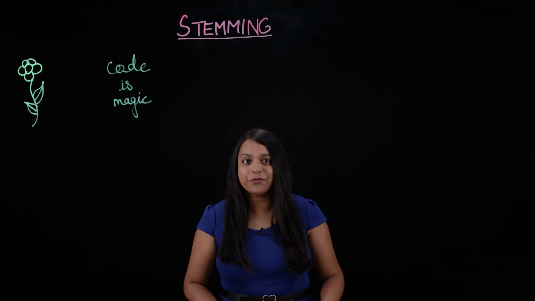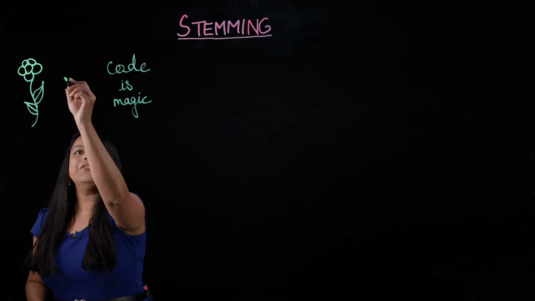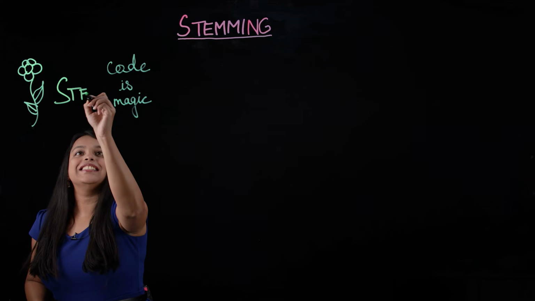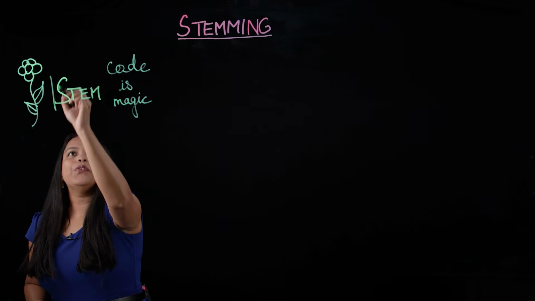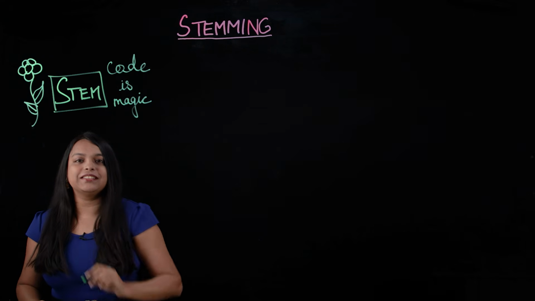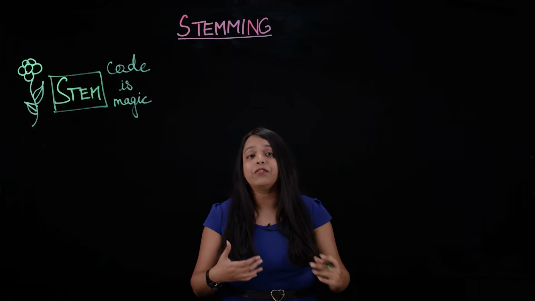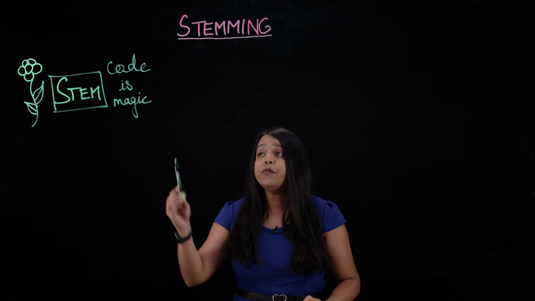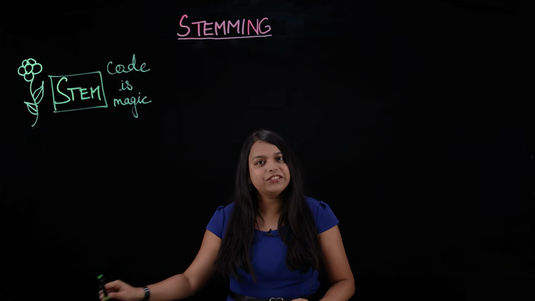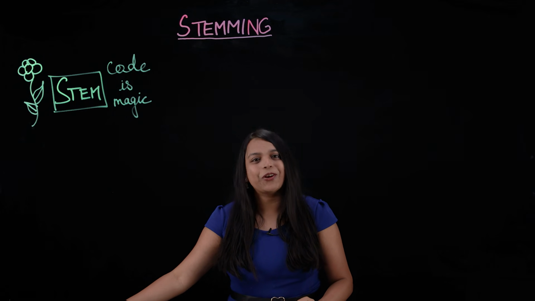What do plants and words have in common? I'll give you a hint. It's on the whiteboard. Both of them have stems. For a plant, the stem is the central part that connects it to the leaves, the flowers, the fruits. And for a word, each of the words have stems too. Today we'll be talking about stemming.